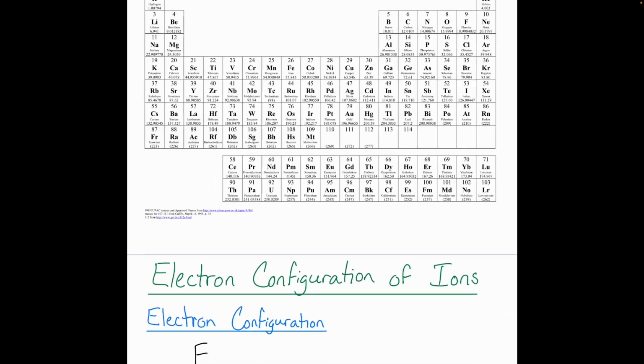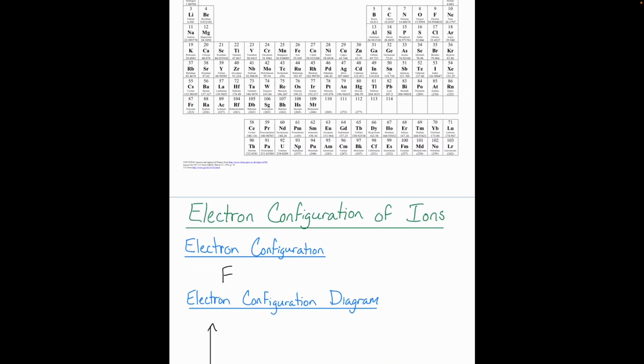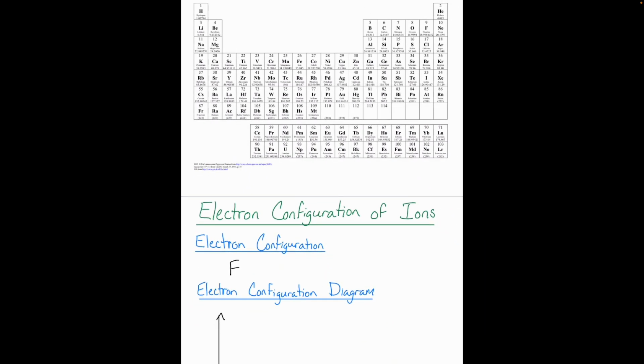All right, so let's get started here. We're going to continue our discussion of these electron configurations, now introducing the idea of doing these electron configurations of ions. We've been talking about atoms up until this point. All right, so first we need an example here that we can work off of.